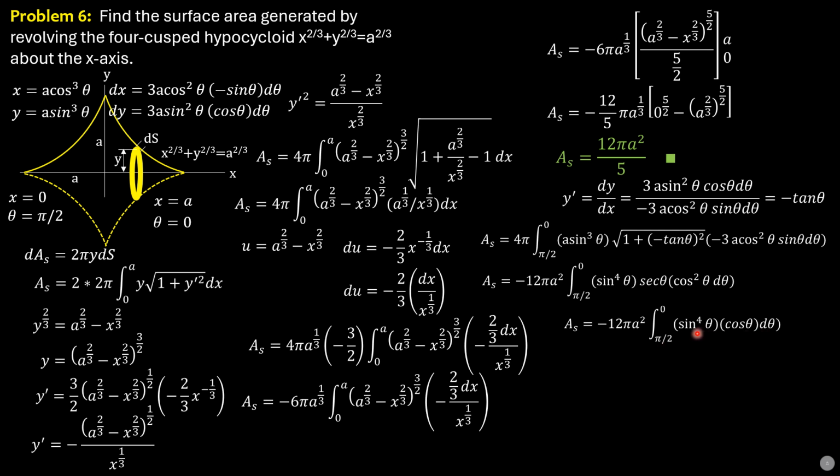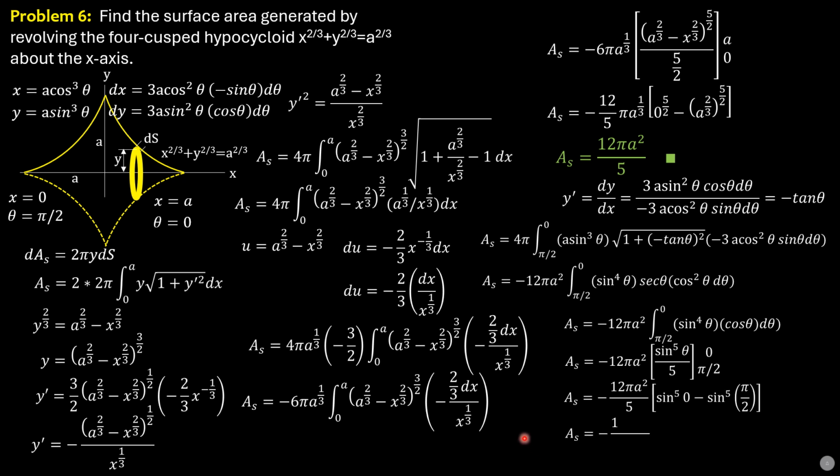So again, this is in the form u to the fourth du. The integral is u to the 5 over 5. So area S is negative 12 pi a square sine to the fifth theta over 5 from pi over 2 to 0. So that would be negative 12 pi a square over 5. Then 0, the sine of 0 is 0, so 0 to the fifth, minus sine of pi over 2 is 1, 1 to the fifth. And therefore, the answer is really 12 pi a square over 5.